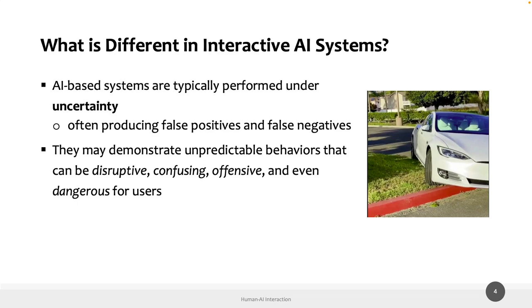And this is a characteristic that clearly influences the design of this kind of solutions. And we need to be aware that AI systems may be wrong before starting to design a system that exploits AI. For example, to minimize some kind of errors while accepting the others, and also to make explicit to the user that these systems may go wrong. Otherwise, unpredictable behaviors will happen and will create disruptive, confusing, and even offensive and sometimes dangerous situations for the user.